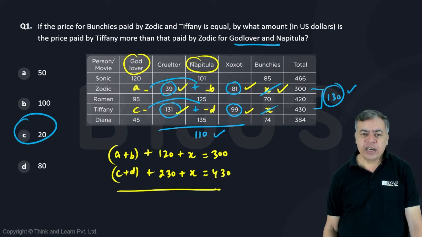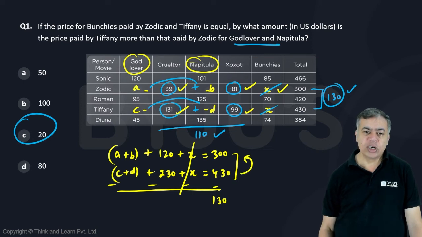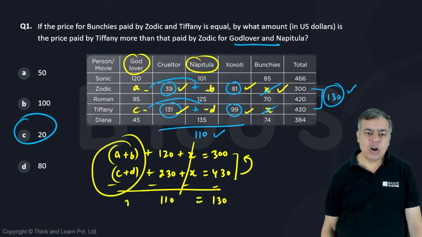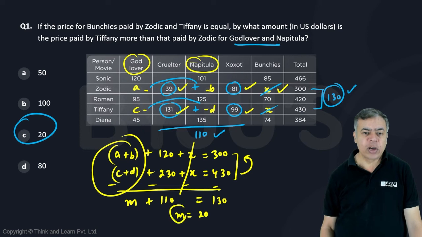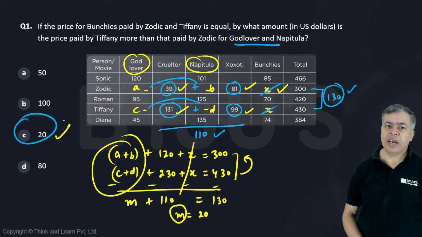When you take the difference of all, right, X got cancelled. Here the difference would be 130. I am just subtracting this minus this, right? So 230 minus 120 is 110. And this difference, let's say this difference is called M. So M plus 110 is 130. So M is equal to 20, because I need to calculate M only, and that value of M is 20, right?